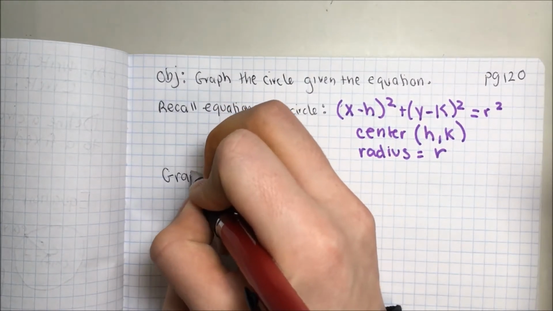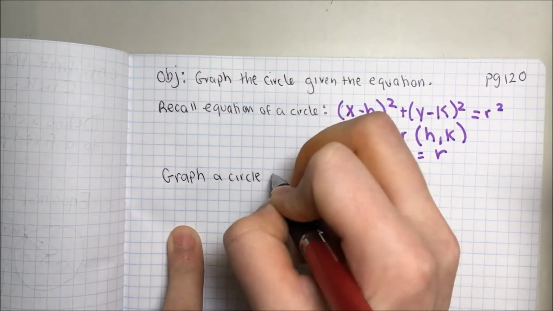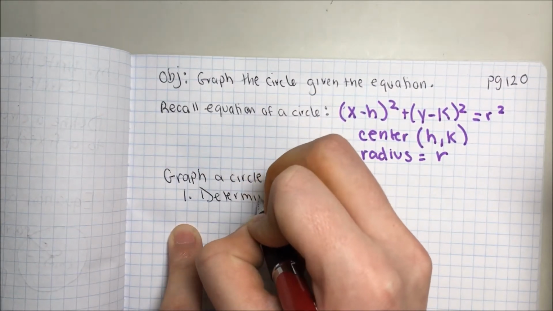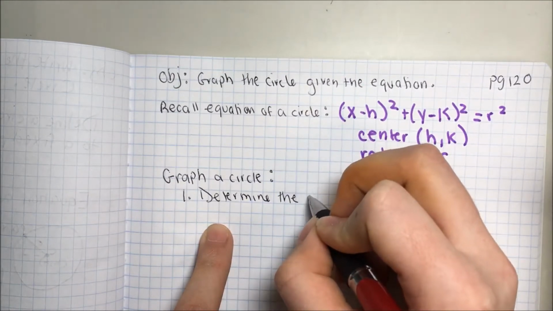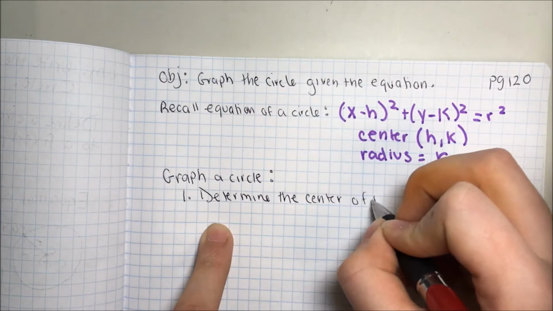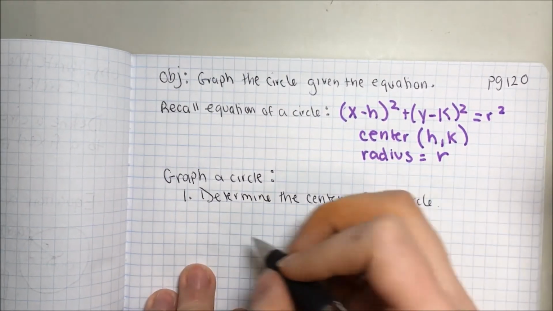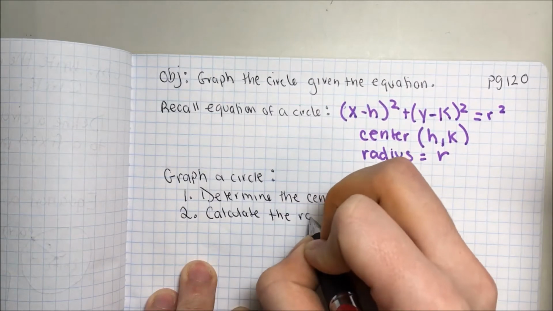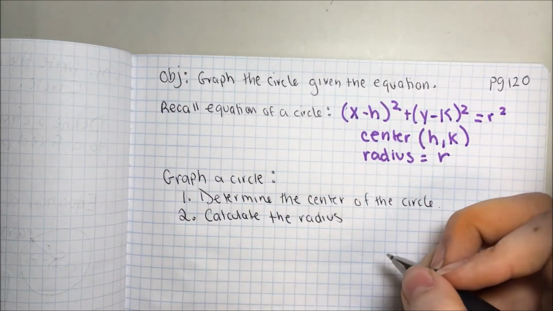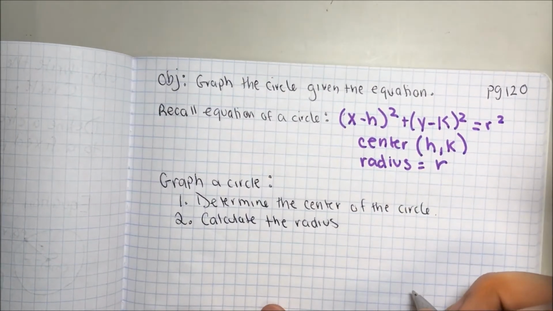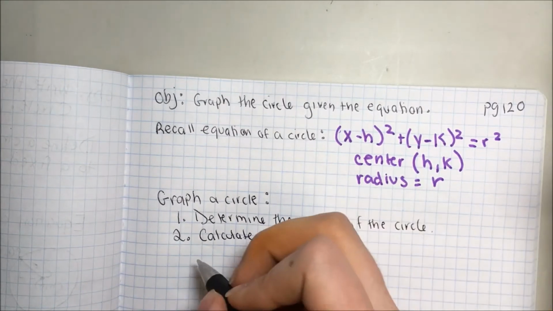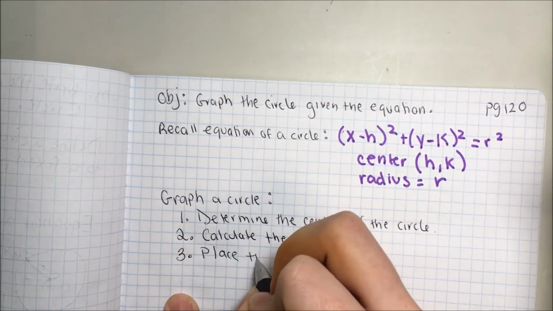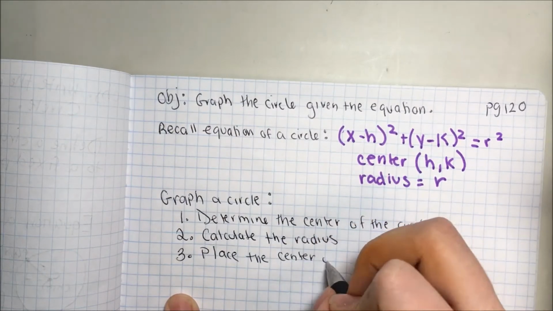So to graph a circle, there are going to be some steps. So the first thing you want to do is to determine the center of the circle from the equation. Step 2, you're going to calculate the radius. You're going to do this by solving for r. So you guys can check back on your notes, page 91, and that's going to help you with simplifying radicals. Step 3, you're going to place the center of the circle on your grid.